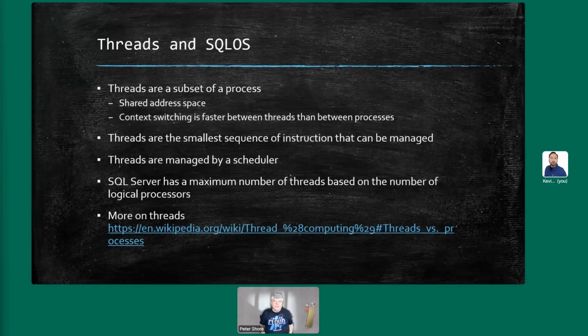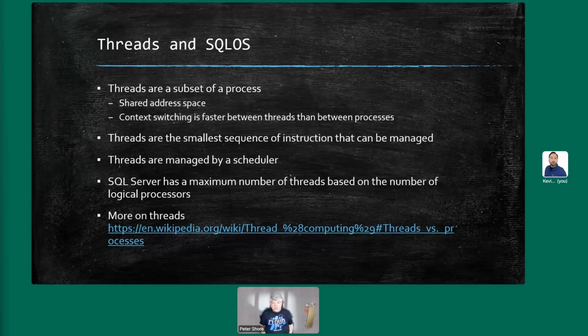And that probably begs the question, just what is a thread? So threads are subsets of processes, and they all act and live in a shared address space. The reason we use threads is that context switching is faster between threads than spinning up a new process. Threads are the smallest sequence of instructions that can be managed, and threads are managed by a scheduler.